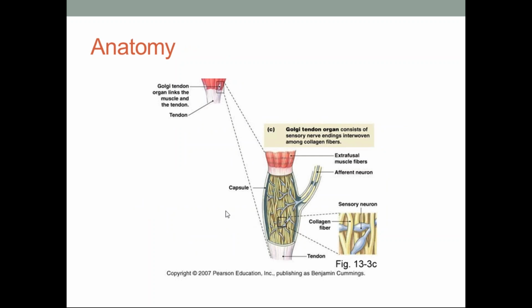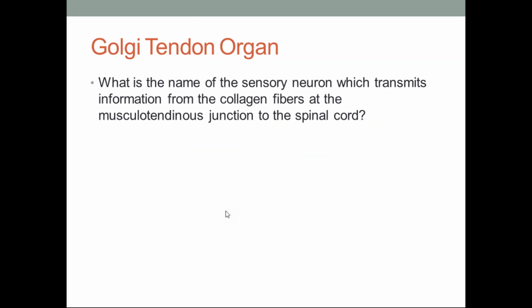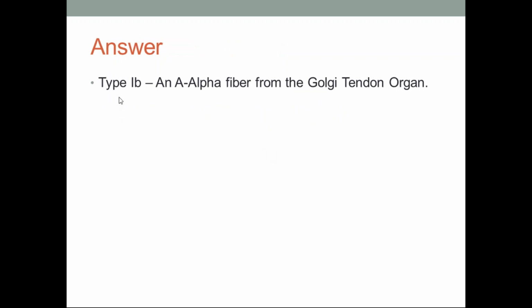All right, the Golgi tendon organ. A little simpler. Everybody seems not to have as much trouble with it. What is the name of the sensory neuron which transmits information from the collagen fibers at the musculotendinous junction to the spinal cord? One B. Good job, Maria. It's a type 1B and A alpha fiber from the Golgi tendon organ.